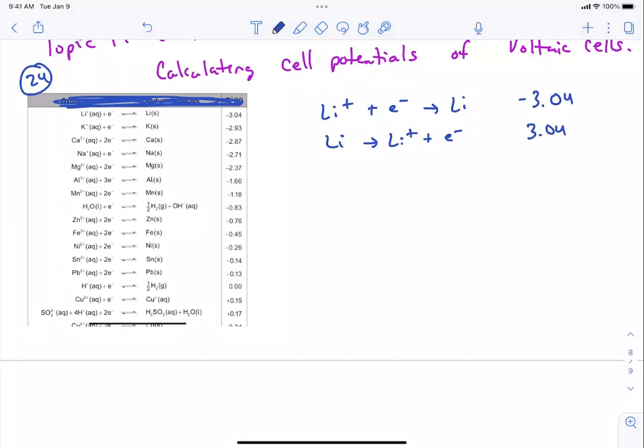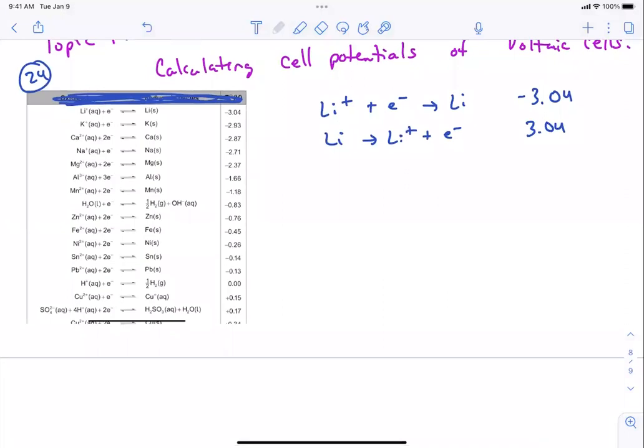Now, the only thing you can do to cell potentials is change the sign. That's it. It doesn't matter what the coefficients are. It doesn't matter how many electrons are transferring. The only thing you can do is change the sign. It's not Hess's law where you double the cell potential if you double the number of Li plus ions. So all you can do is flip the reaction around.